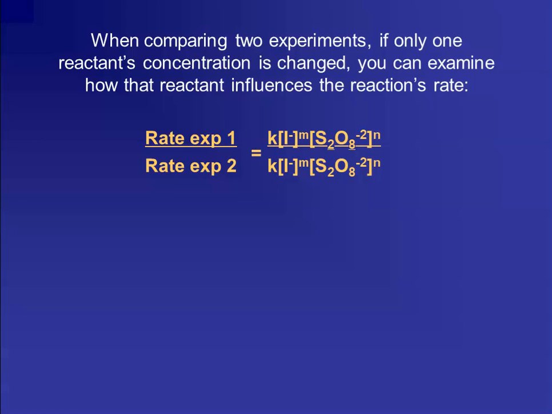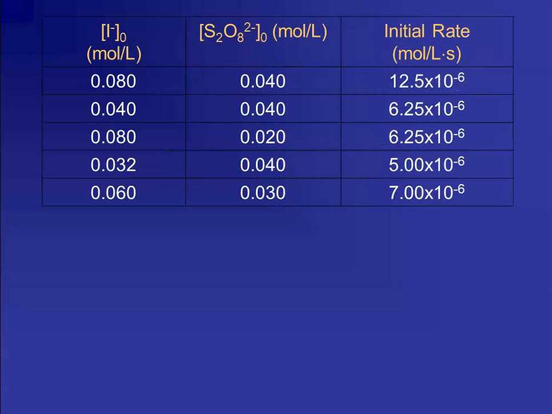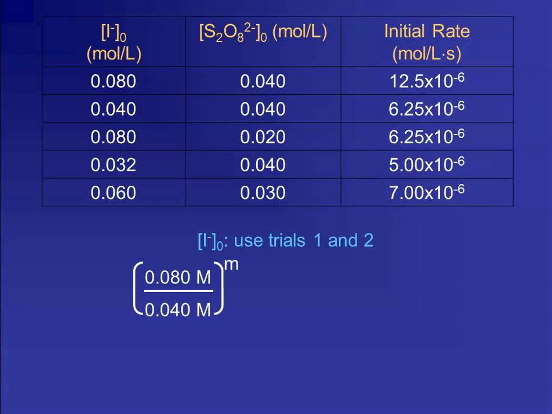And if you look at these reactions, because k is present in both expressions, one in the numerator, one in the denominator, when I set these up as ratios, those k's would cancel out as well. That's the only piece I'm going to show you in this first example, where I compare I minus using trials 1 and 2. I'm just going to use the concentrations of I minus changing and compare them to the rates as they change, since the k's and the S2O8 2 minus concentrations are remaining constant.